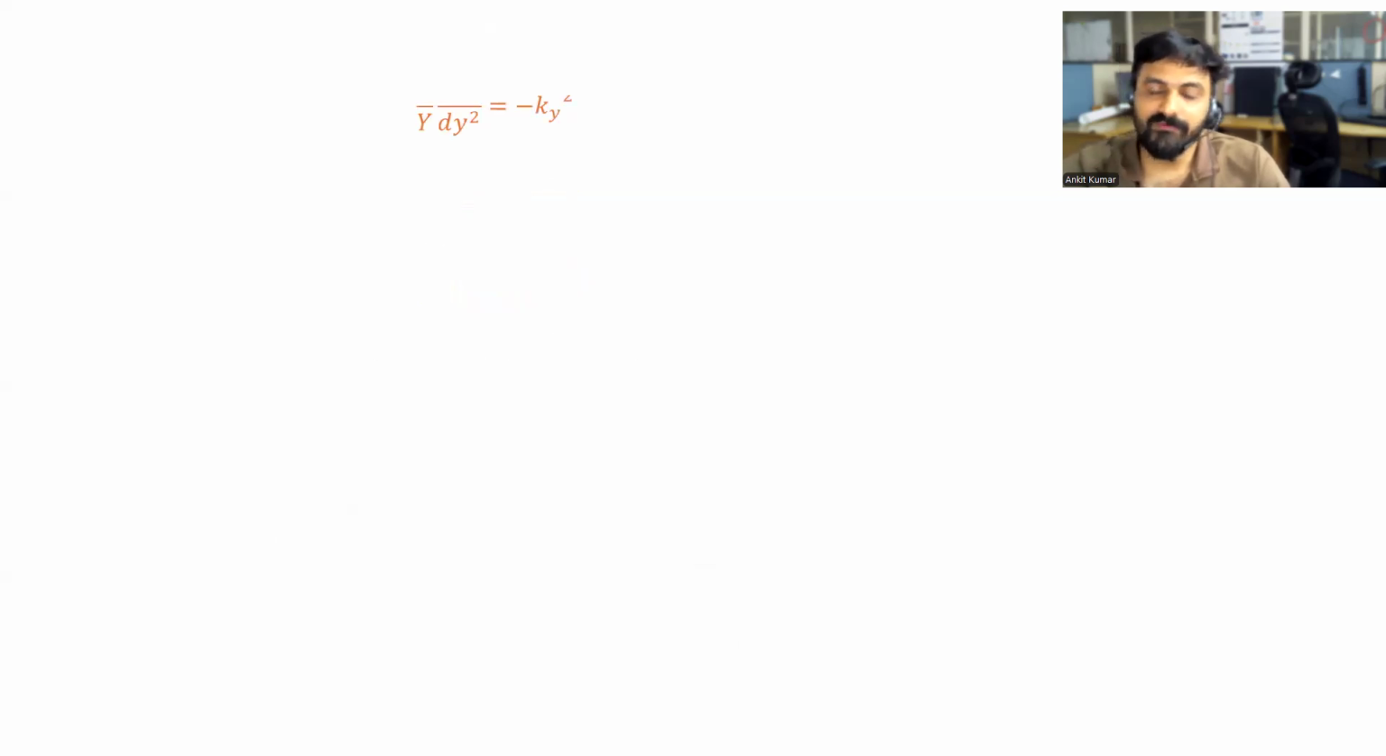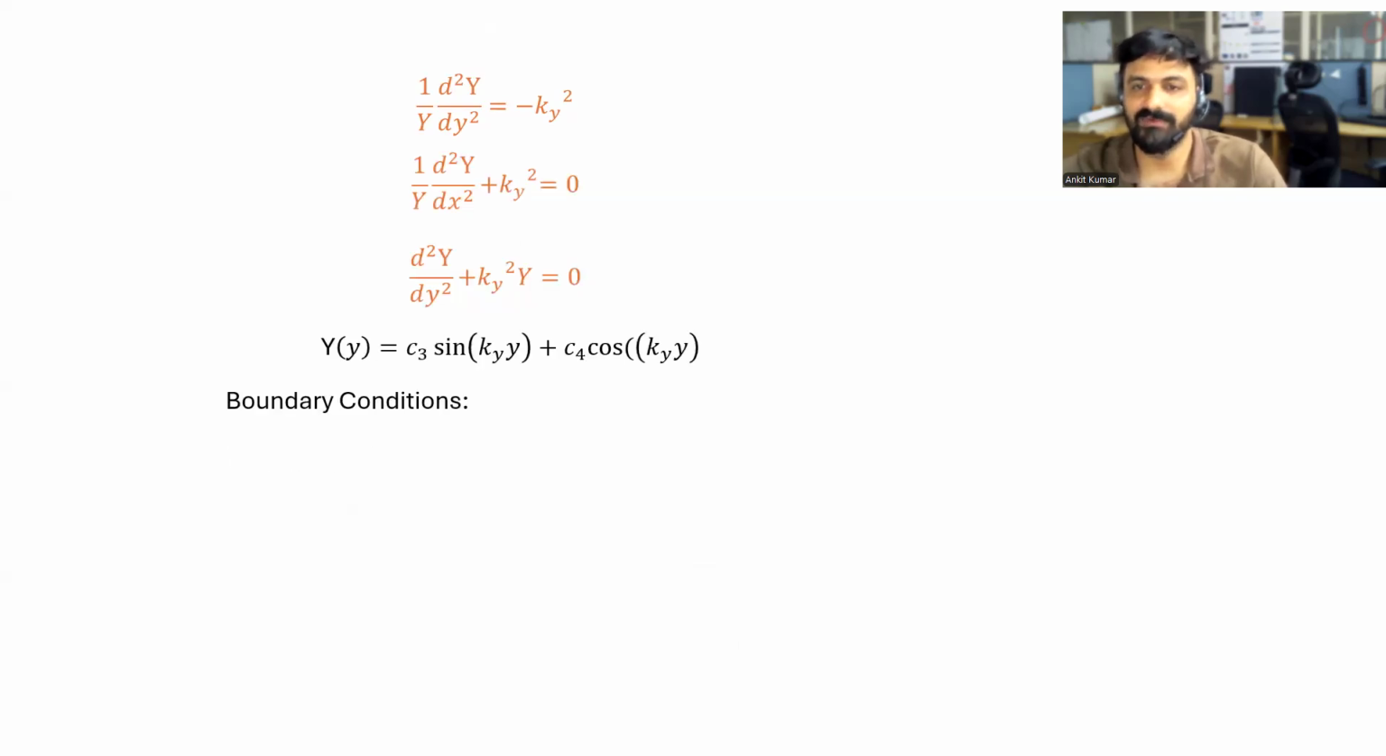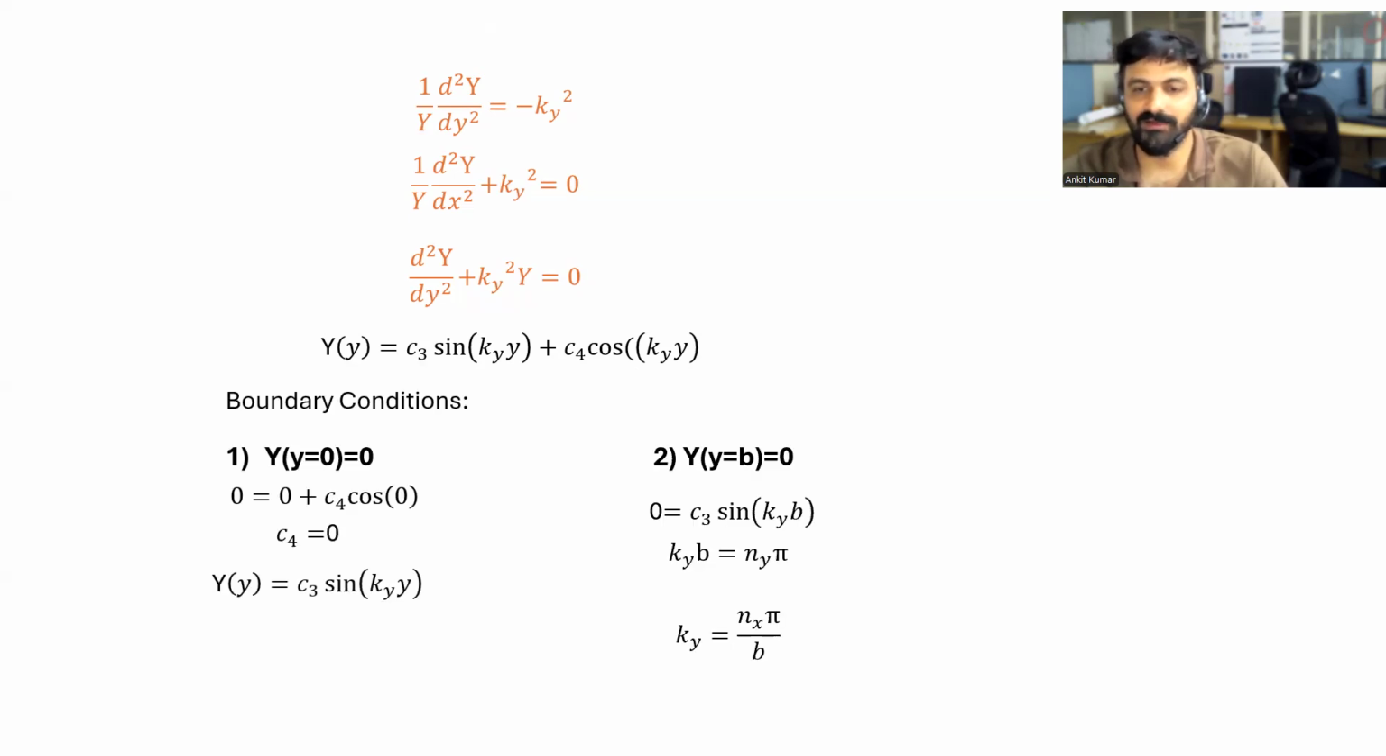Next, we'll solve the equation along the y direction, which is again a second order ordinary differential equation, and we'll use the same methods to solve it. Finally, you will get the solution Y equals c3 sine ky into y plus c4 cos ky into y. Again, we can substitute the boundary conditions. We have two boundary conditions along x and y. This gives you the eigenfunction along the y direction, which is again sinusoidal: c3 sine ky into y.